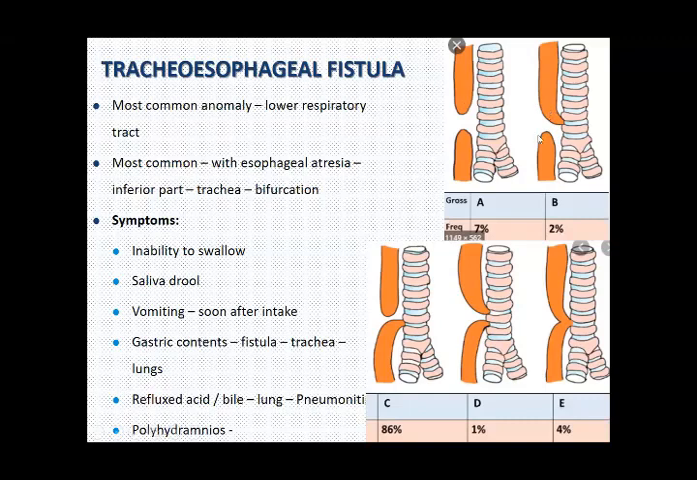Anyway, now this lower part of the esophagus communicates with the trachea. Close to its bifurcation, the lower part of the esophagus communicates with the trachea. Now what is the result of this? When the child drinks milk, the opening is closed from here. As a result, as soon as he drinks milk, he throws out this milk. So vomiting will happen, inability to swallow, he will vomit soon after intake.